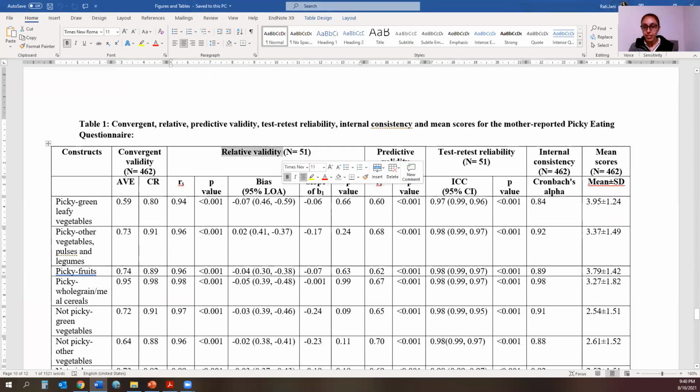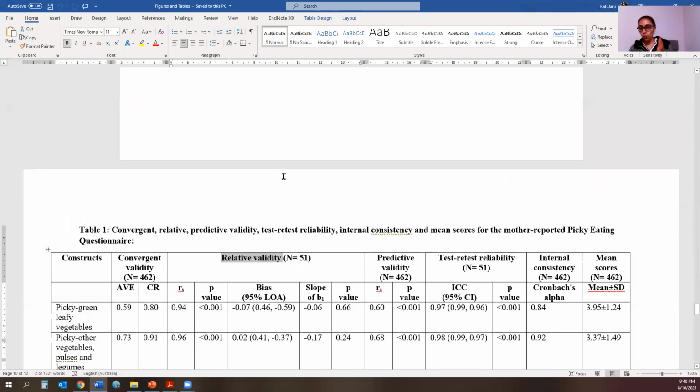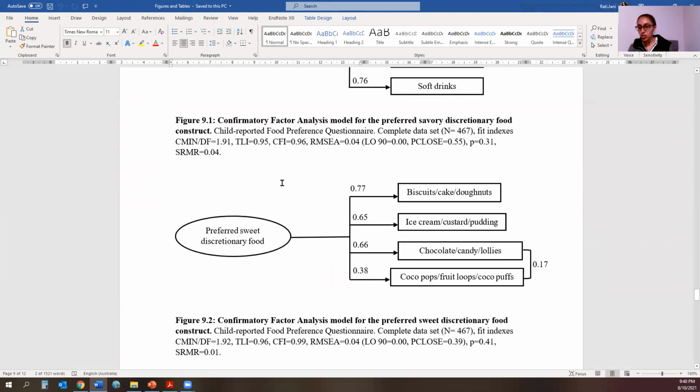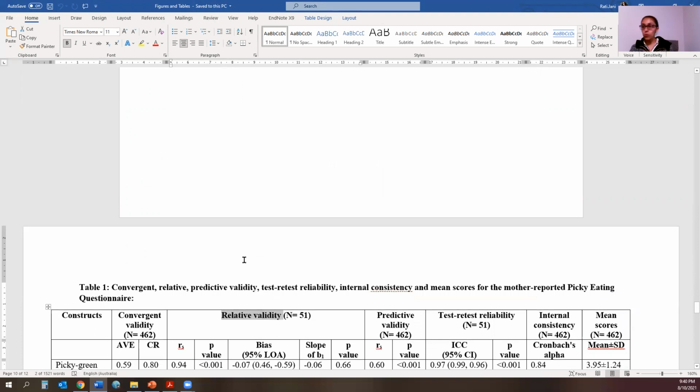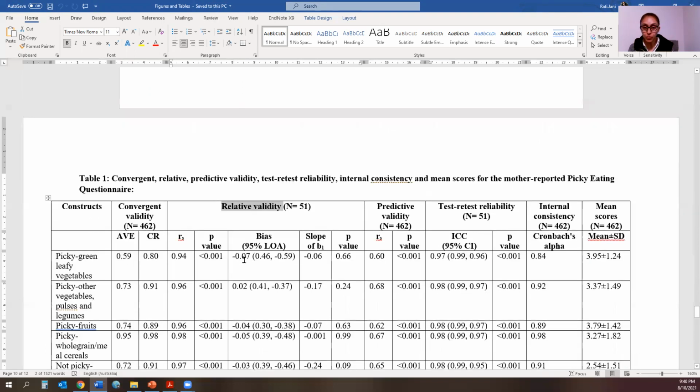Okay, so relative validity. With relative validity, how I did it was, for instance, I have my questionnaire, and you know what my questionnaire is doing. My questionnaire is asking the mothers whether their children are picky or whether they love certain food and food items. Okay. So I have my questionnaire.